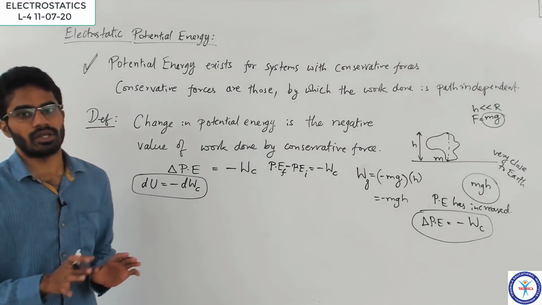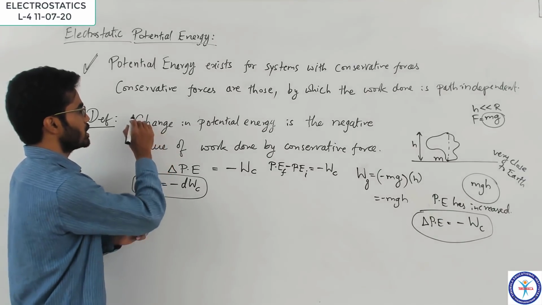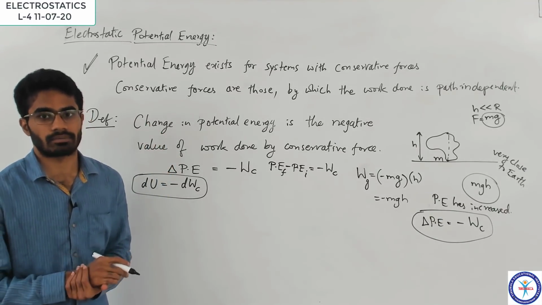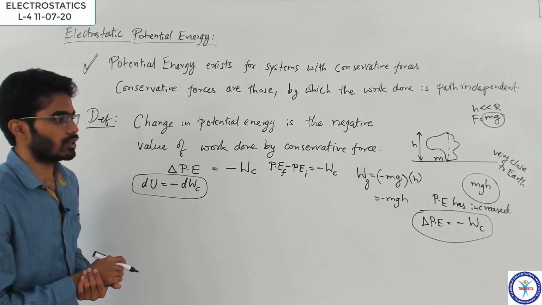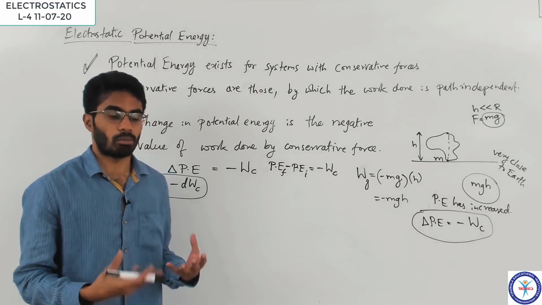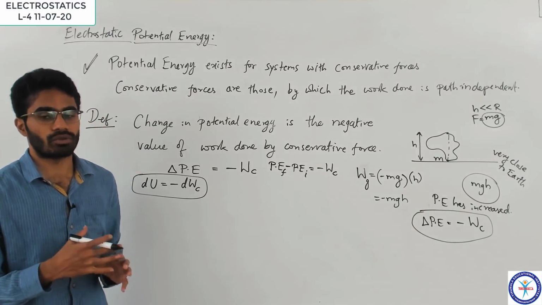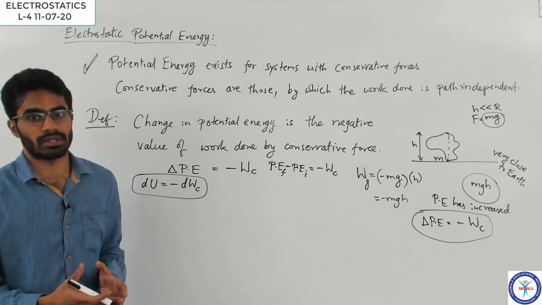We do not have a definition for potential energy. We only have a definition for the change in potential energy of a system, right? So we only know by how much the potential energy of a system is changing, but we cannot know for sure what the potential energy of a system is.